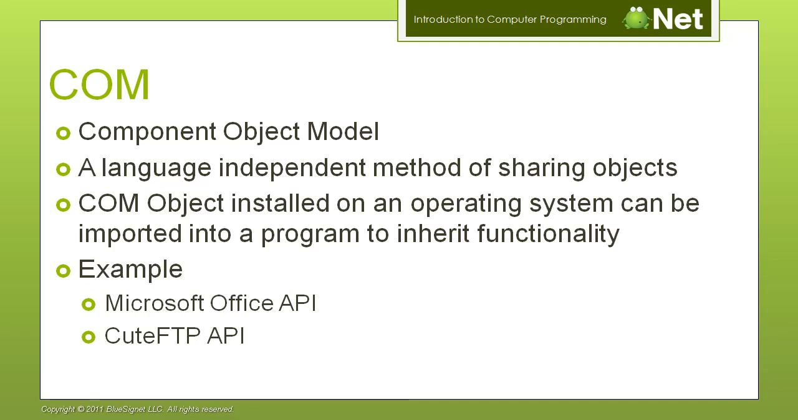A really good example of a COM object is when you install Microsoft Office or OpenOffice. It puts some libraries on your computer that you can use to programmatically create Excel spreadsheets or Word documents. For example, with the OpenOffice API, you can use its ability to convert Word documents into PDFs in your own programs just by installing OpenOffice on the computer.